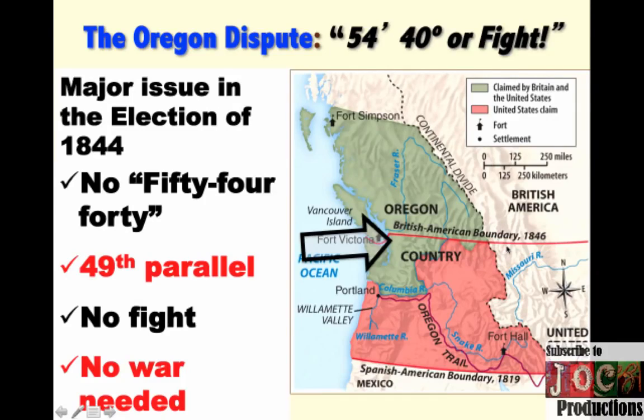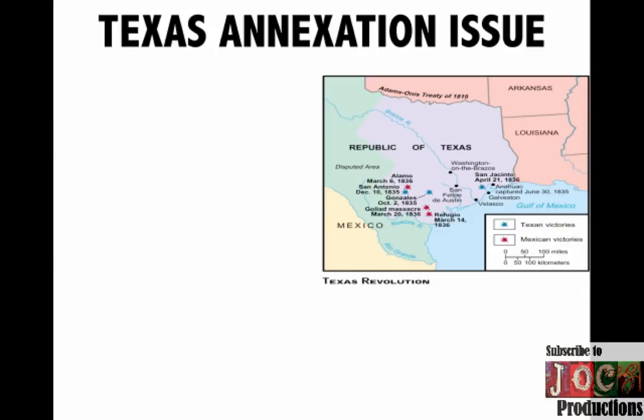There's no war needed, no blood spilled. But one thing England does get is access to Vancouver Island for fishing and other resource purposes. So the Oregon situation is resolved, and Polk adds a big chunk of land to American territory. Now, the area that Polk was really interested in, his first priority, was not Oregon, it was Texas.